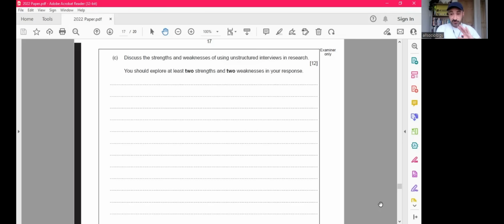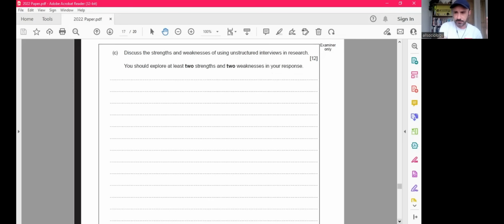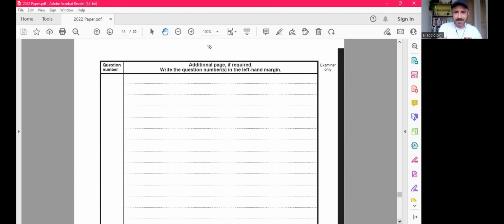Okay, and then finish off with a very quick conclusion. Literally, my conclusion would be, in conclusion, there are strengths, e.g., whatever the strengths are you mentioned, and weaknesses, e.g., whatever the weaknesses you mentioned are, to unstructured interviews in research. Once you've done that, you're done.